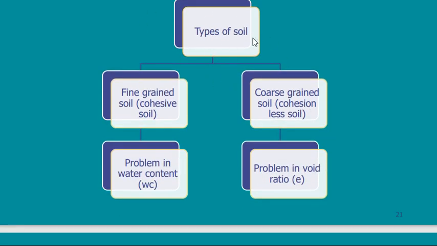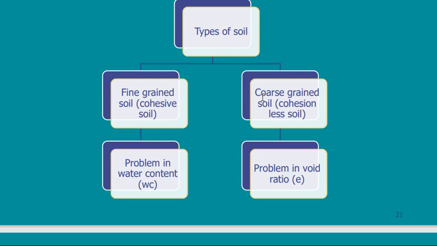Let's here study what the types of soil are. We have these two types of soil. It's either fine-grained soil, cohesive, or coarse-grained soil that is cohesionless. Do you know what is an example of cohesive and cohesionless soil? Do you remember? Cohesive, like clay. Cohesionless, like sand.